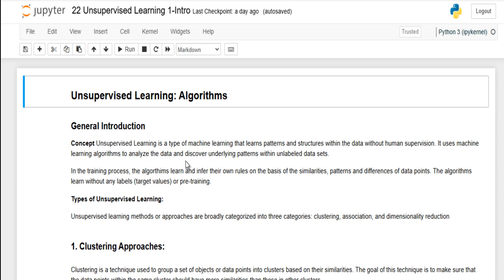So the algorithm by itself automatically runs the model and tries to organize the data and separate them into their different clusters. In the training process, the algorithms learn and infer their own rules on the basis of the similarities, patterns, and differences of the data points. The algorithms learn without any label, that is to say, no target variables, target values, or pre-trained data. So we have the category of unsupervised learning.